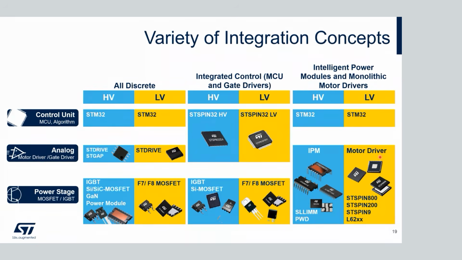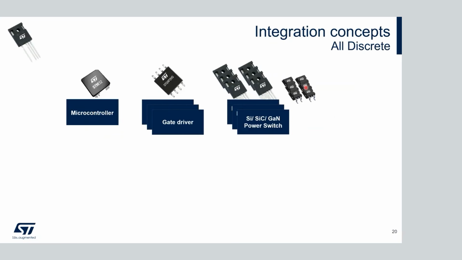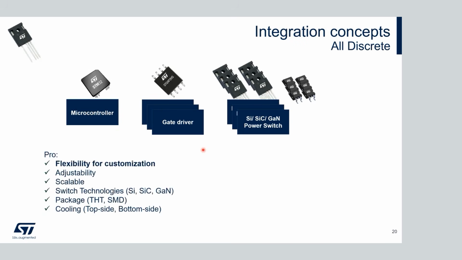So what is now the good or the bad between these different approaches? Okay, let's take a look here. So in the all discrete version, as said, you have microcontroller, gate driver, and the power switch as independent devices. And here are just some examples of some packages. They are not fully exhaustive. It's just for visualization. So what is good? You have full flexibility to customize your application. You can optimize it to the best switching performance or energy efficiency performance.